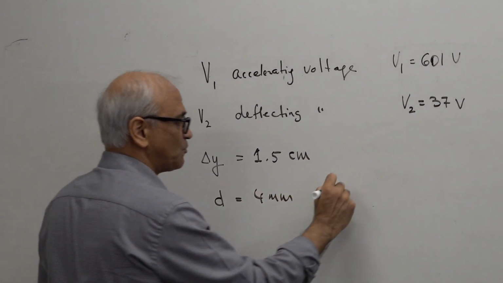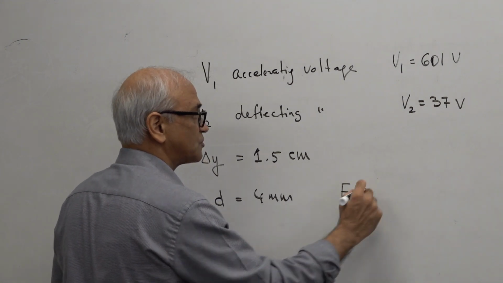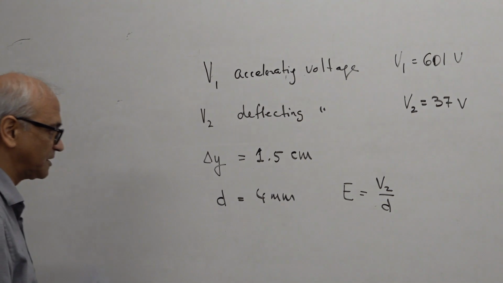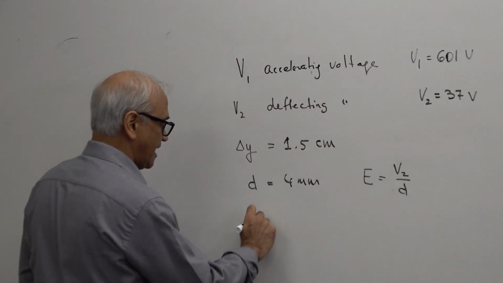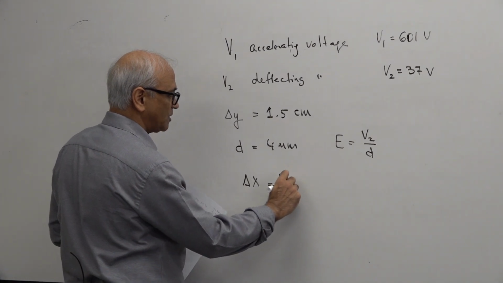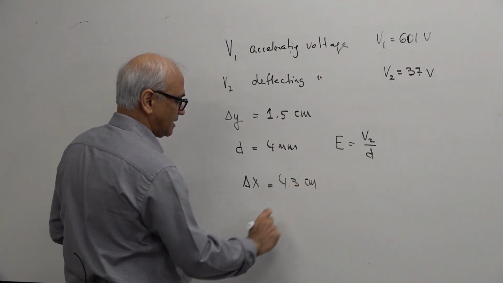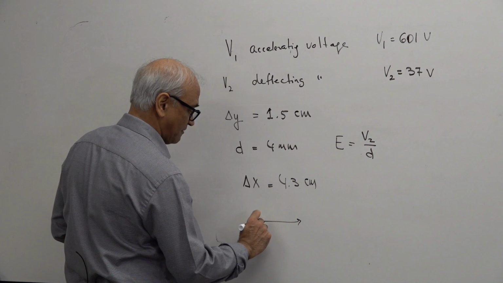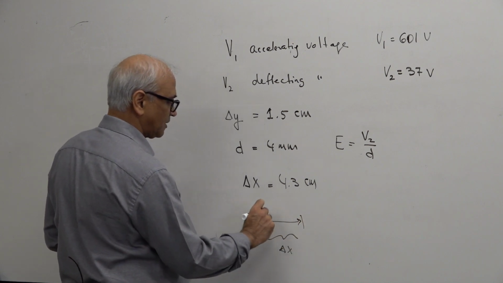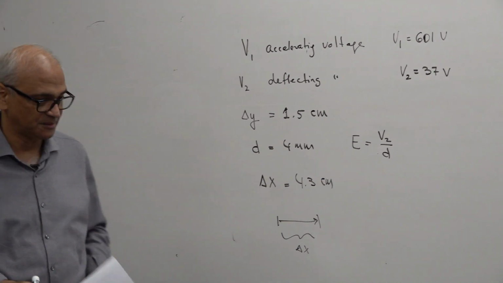This D distance, you want this, this is actually V2 over D. That's what we need as the electric field. And then delta X is 4.3 centimeter. This is the distance that the electron travels. Okay, so that's 4.3 centimeter.